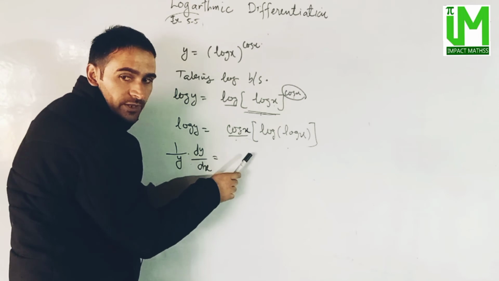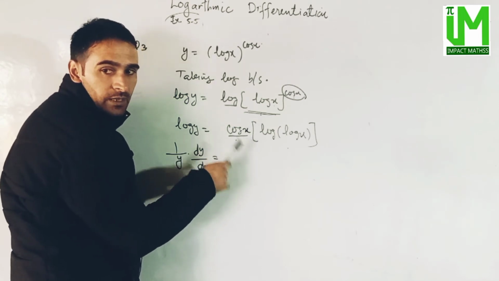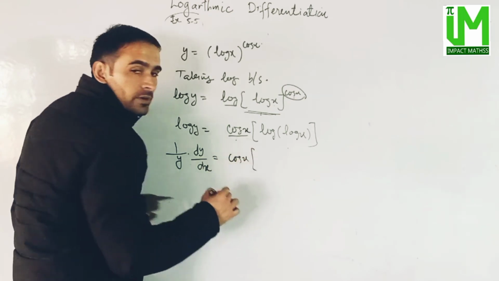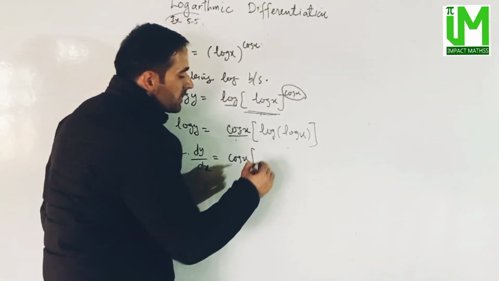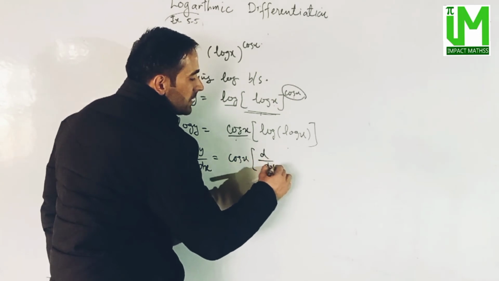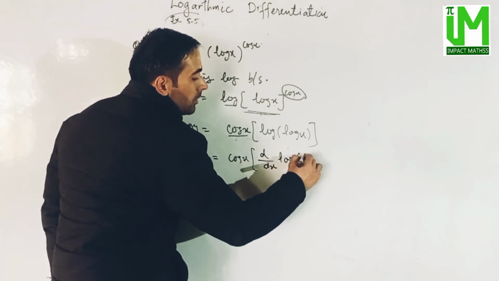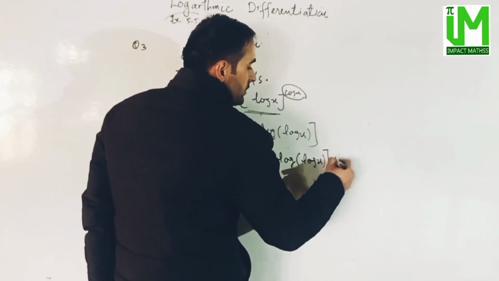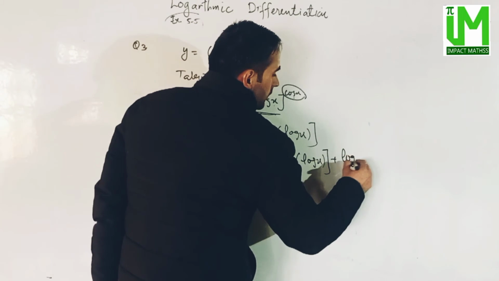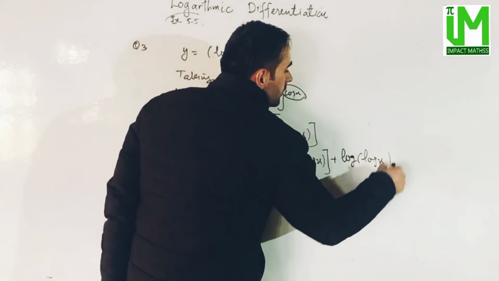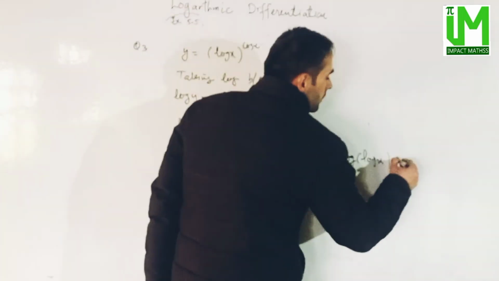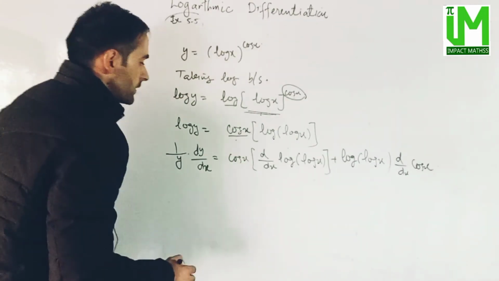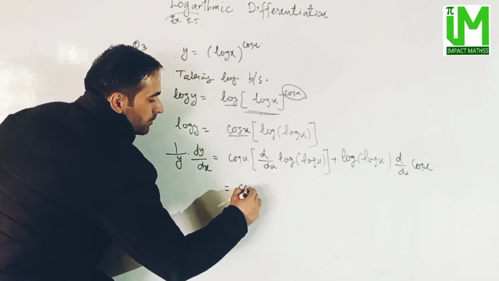कैसे product rule है applicable? Yes, product rule will be applied. So क्या होगा? Cos of x, first function, into derivative of second function, d by dx of log of x, plus second function as it is, log of x, into derivative of first function, d by dx of cos of x. So this will be cos of x.